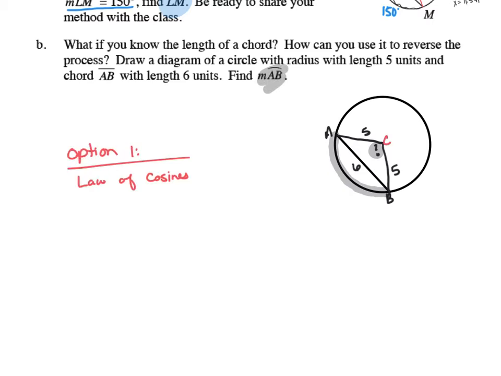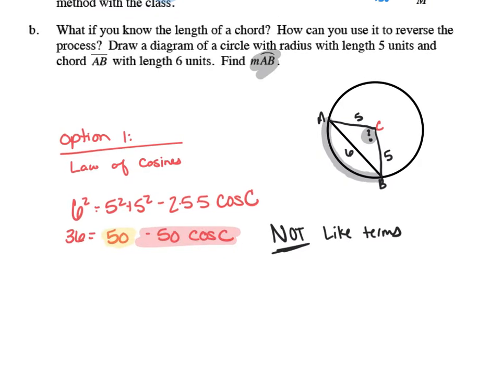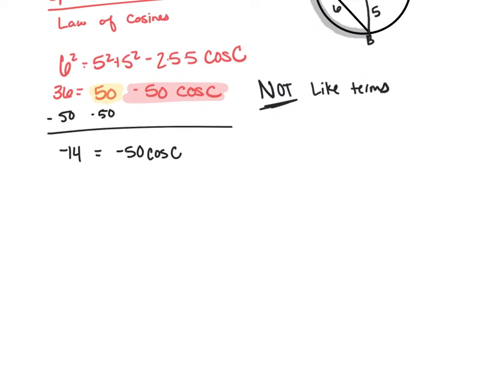So again, the first option I'm going to show you would be to use law of cosines to solve this. So I'm trying to find the central angle. So 6 would be the side opposite, that would be the C. So I would set up my equation as shown and then simplify. Be careful here, these highlighted terms are not like terms. You cannot combine them. Don't do it.